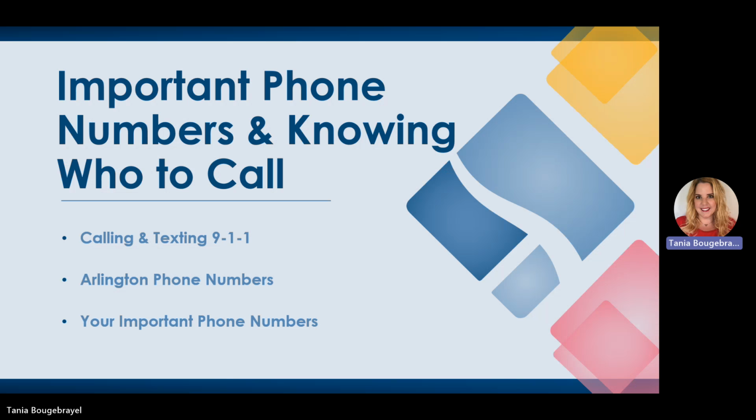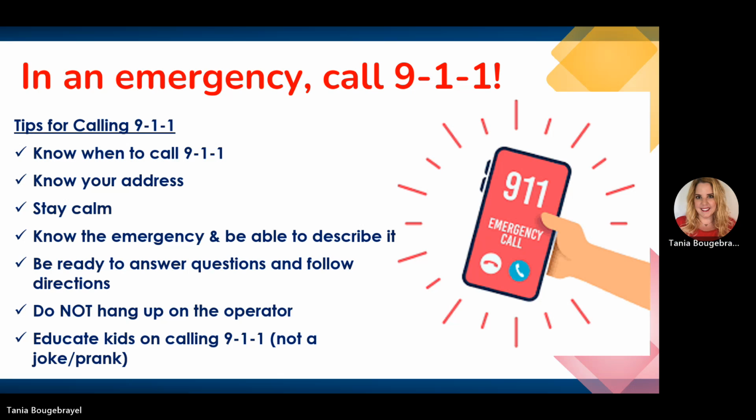Slide 9 talks about important phone numbers and knowing who to call. Specifically, there's 3 big buckets that we're going to talk about during this presentation. The first is 911. The second is Arlington specific phone numbers that you would use in a situation that's not an emergency. And the last is phone numbers that are relevant to you or your household. So let's go through those now.